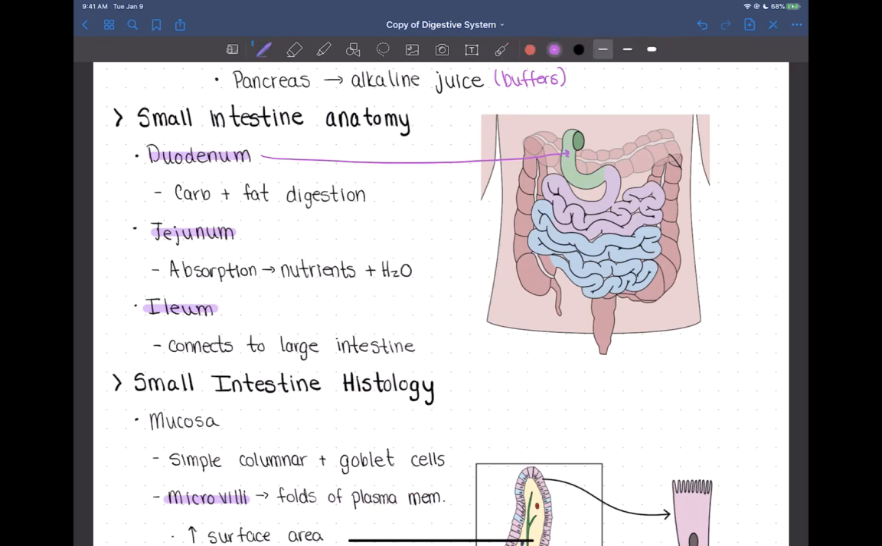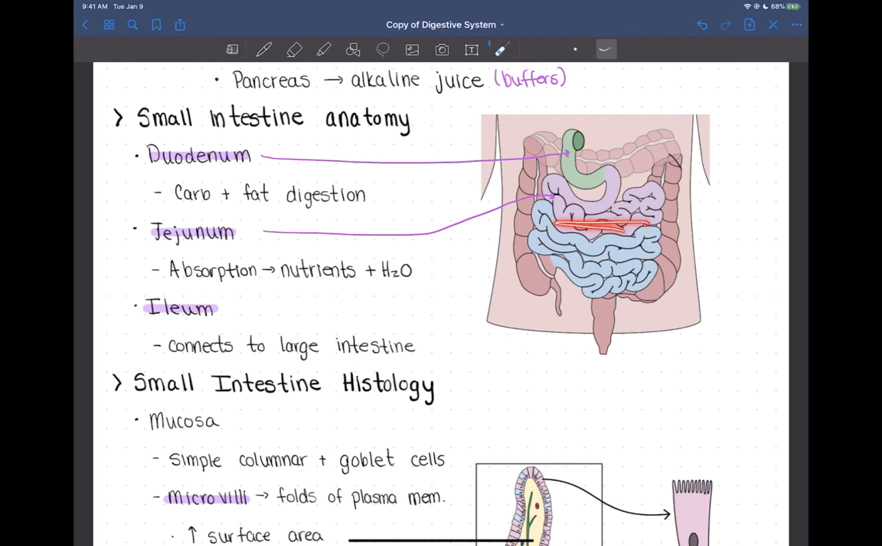All right? And so then the next segment of the small intestine is going to be this purple area. All right? That is the jejunum. And so the jejunum is going to be the area, and I've seen different drawings where the jejunum takes up a lot more, and even some with a lot less.